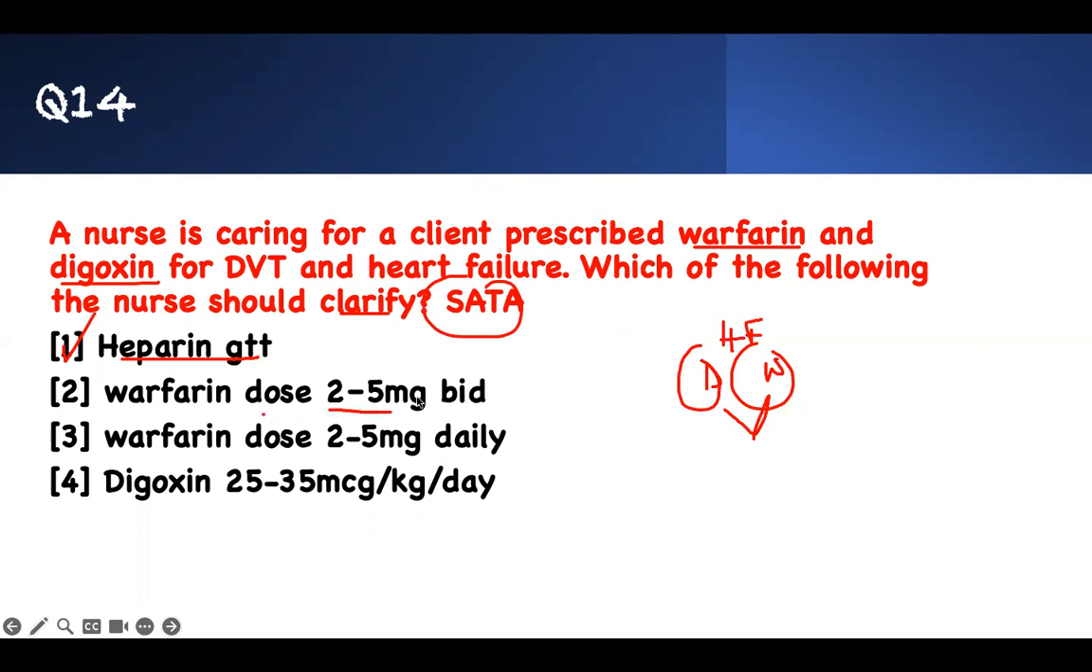Warfarin, 2 to 5 milligrams twice a day. It's usually taken once a day, so this is the wrong answer. He asked, which one should you clarify? So this one is good, I don't need to clarify, but this one I need to clarify. Warfarin, 2 to 5 milligrams daily. Yes, I don't need to clarify this. The digoxin is given by weight. The usual dose is 25 to 35 micrograms per kilo based on your weight, every day. So it depends on their weight.